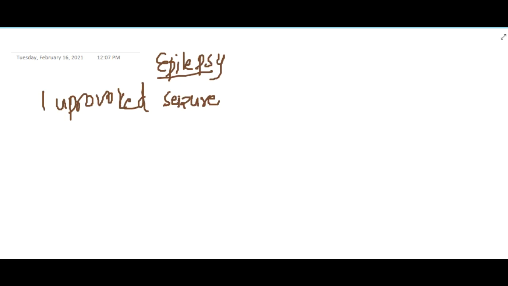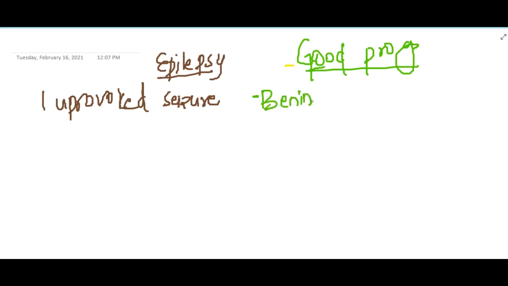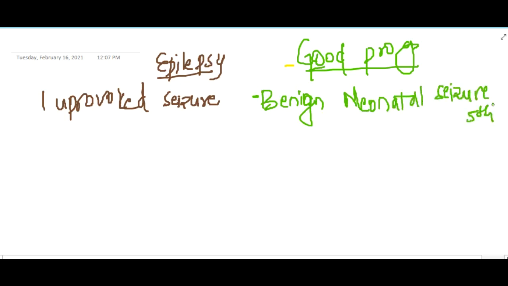So I will just first write them. Epileptic syndromes with good prognosis include, this is good prognosis, benign neonatal seizures. These occur in the neonatal period, and these are called 5th day fits. Then we have benign infantile seizures. These are the seizures which occur in infants.